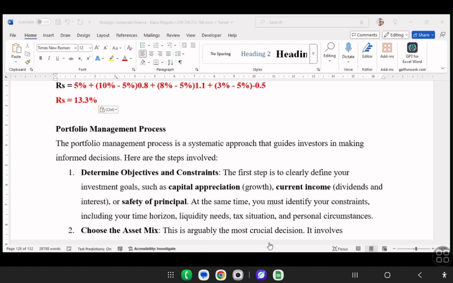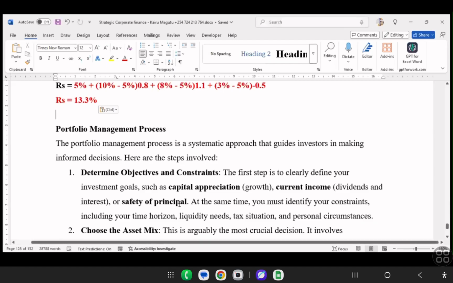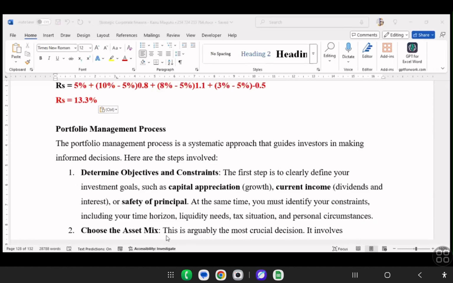Okay, before you respond to that, I want us to move to the last part of this topic, and this is portfolio management. We look at the measurement, the evaluation of the portfolio. So I want us to look at this last part.